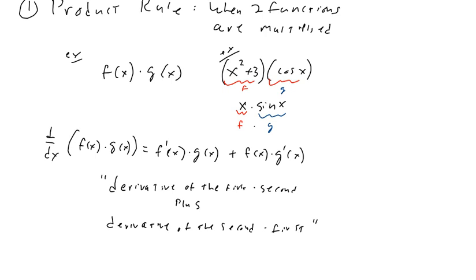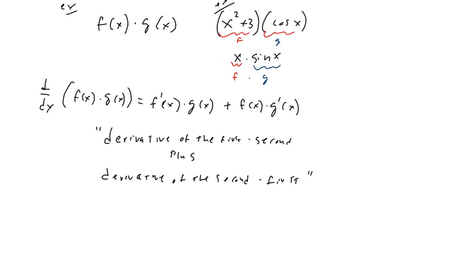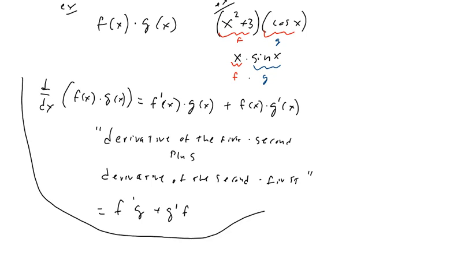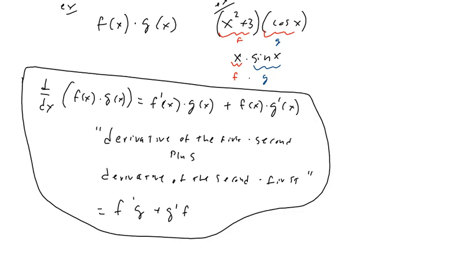F prime g plus g prime f. F prime g plus g prime f. F prime g plus g prime f is the rule for the product rule.